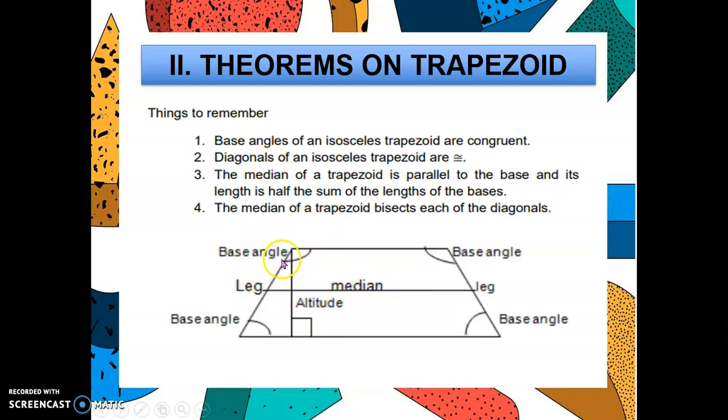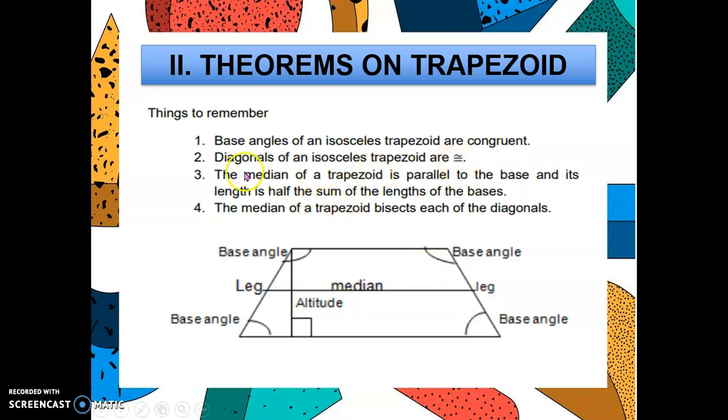Wherein the base angles, so ito yung base natin, so ito yung base angles, they must be congruent. And then, the diagonals, so wala lang pong diagonals dito. So, sa next illustration ko, meron akong bibigyan na example. So, the diagonals of an isosceles trapezoid is also congruent.